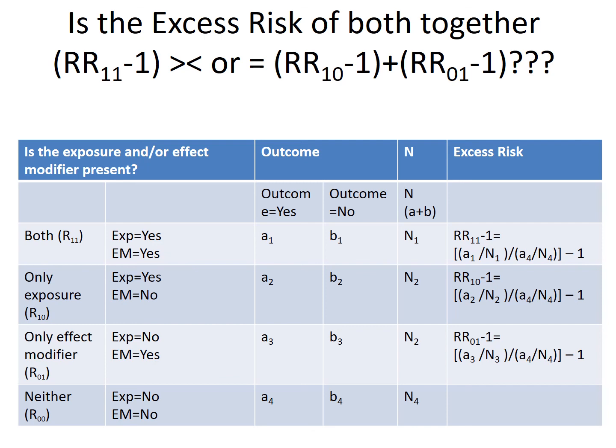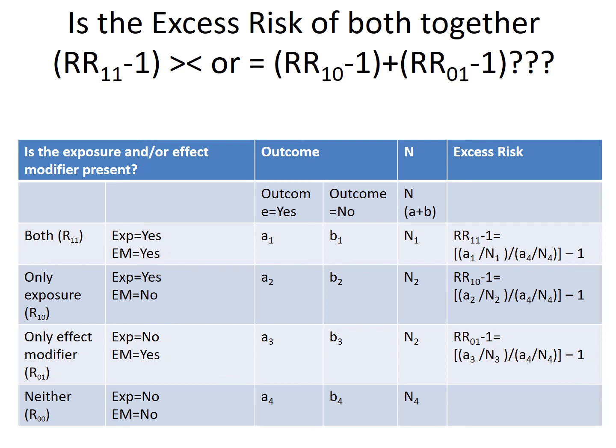So when you come to that answer, the question will be, well, what does it mean when it's greater than, less than, or equal to? If it's greater than additive, that means that the risk is amplified, so that when the exposure and the effect modifier occur together, the risks are beyond what would be expected, greater than what would be expected, or amplified over what would be expected if the two occurred separately.